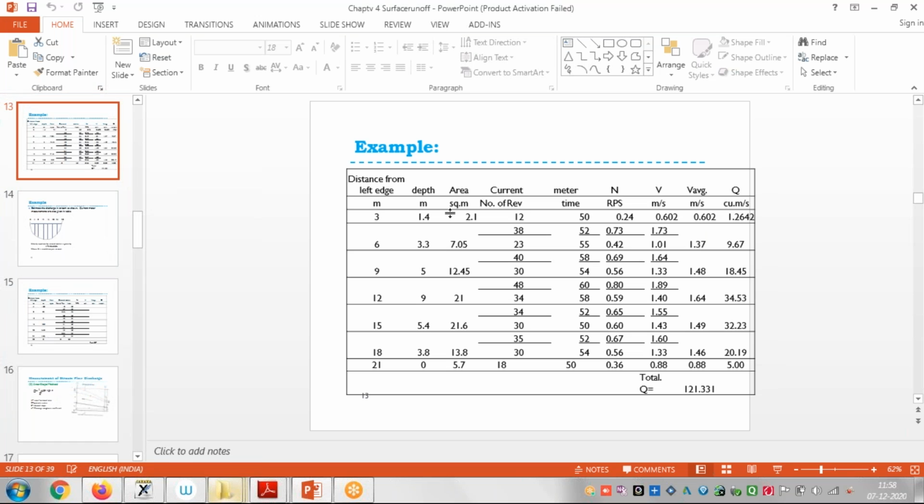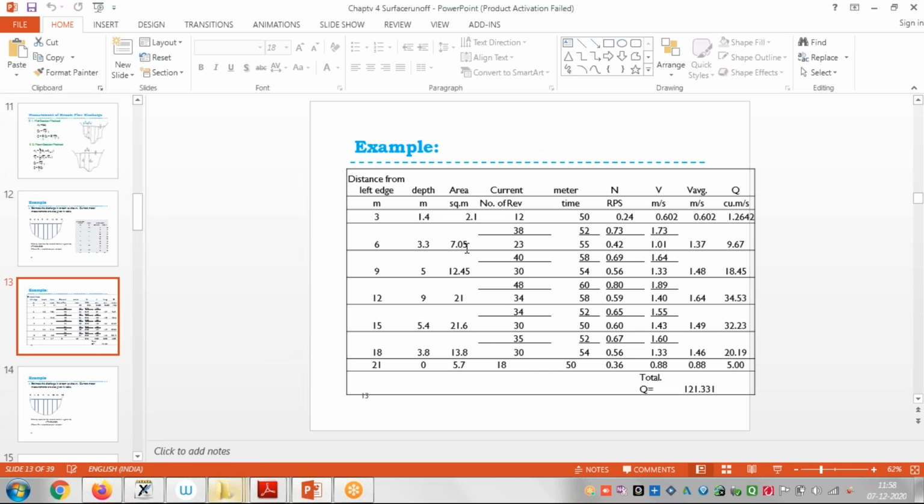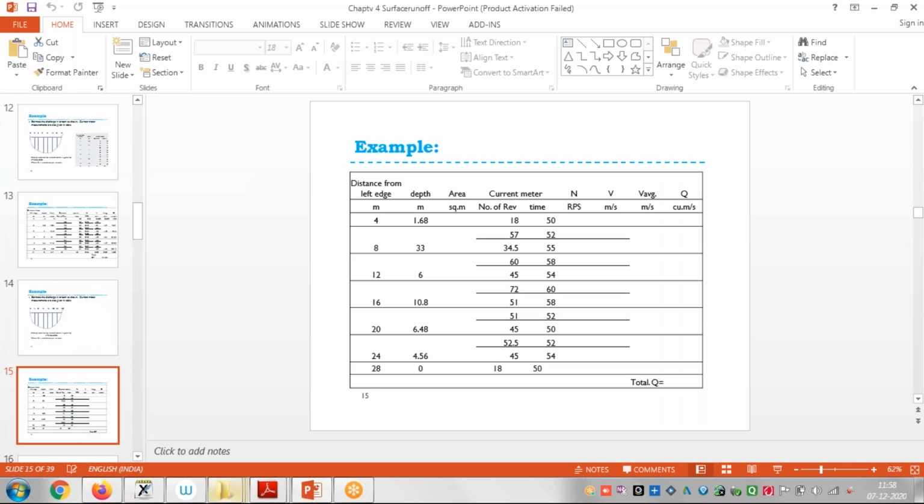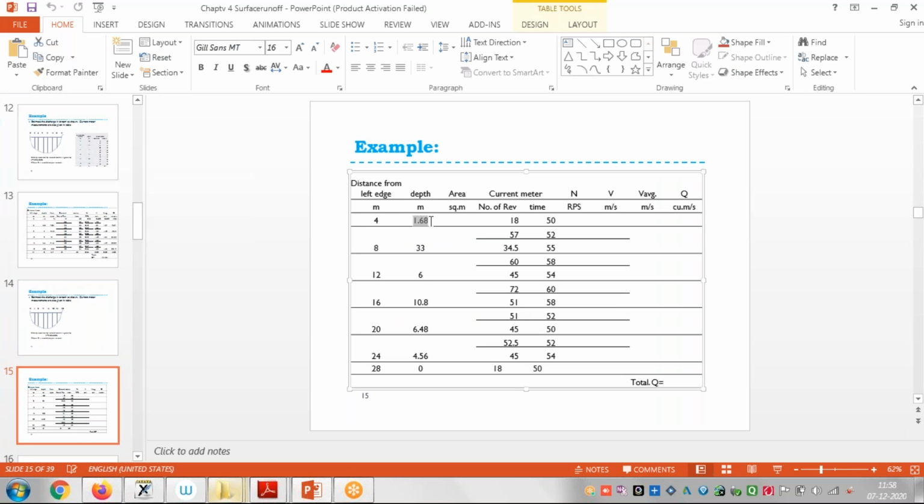See here, depth is given, right? This depth is given. And how did we get area? We took the average, 0 plus 1.4 divided by 2, multiplied by this breadth. So we will get the area. The same thing is here. 0 plus 1.6. Yes, we will take the average.